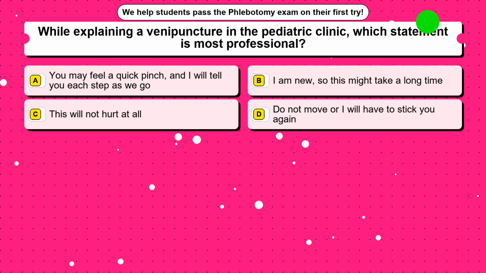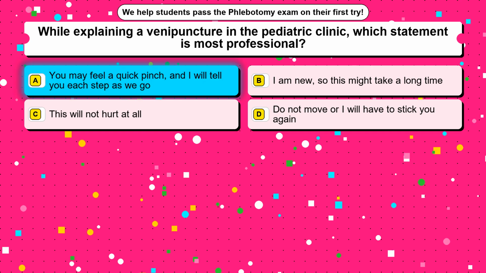Question 4. While explaining a venipuncture in the pediatric clinic, which statement is most professional? Option A. You may feel a quick pinch, and I will tell you each step as we go. Option B. I am new, so this might take a long time. Option C. This will not hurt at all. Option D. Do not move or I will have to stick you again.